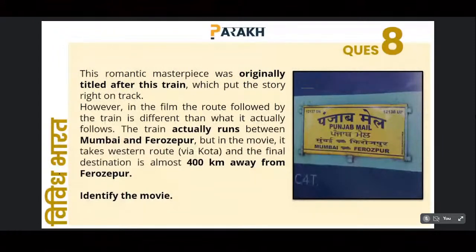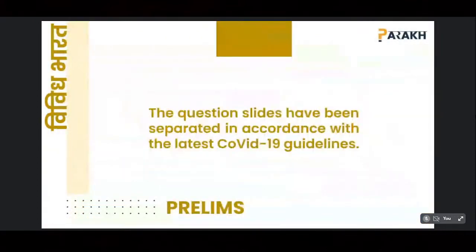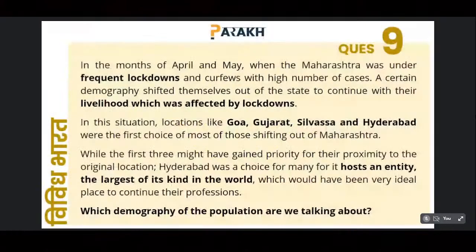Moving on to the next question in 5 seconds. Question number 9: in the months of April and May, when Maharashtra was under frequent lockdowns and curfews with a high number of cases, a certain demography shifted out of the state to continue with their livelihood, which was affected by lockdowns. In this situation, locations like Goa, Gujarat, Silvassa, and Hyderabad were the first choice of most of those shifting out of Maharashtra.